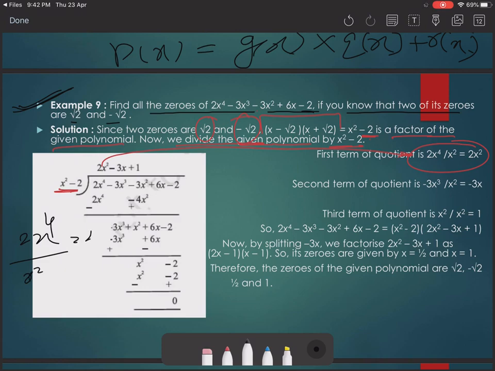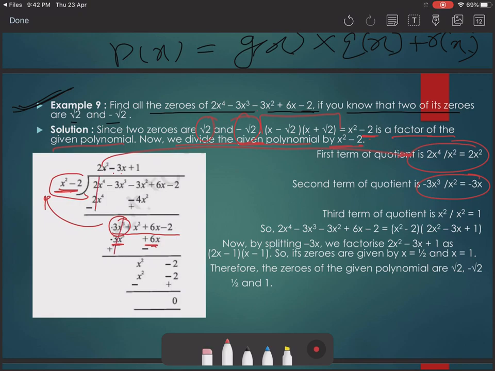What we get? 2x square, our first quotient. Similarly, second, after subtraction, what we get? Minus 3x cube plus x square plus 6x minus 2. So we divide minus 3x cube by x square, we get minus 3x as quotient. We multiply minus 3x to our divisor, x square minus 2, what we get? Minus 3x cube plus 6x.